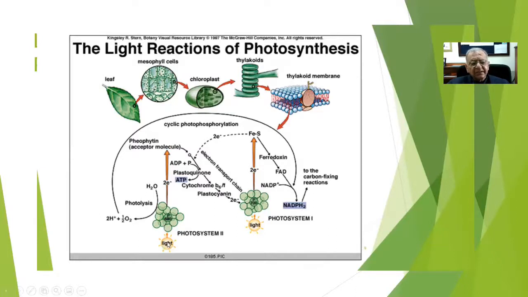What happens here is that a photon of light will strike the chlorophyll molecule, and here we have pigment P680. The electrons will be excited. They are at a higher energy level. They are accepted by pheophytin. From pheophytin, they will go to other electron acceptors.